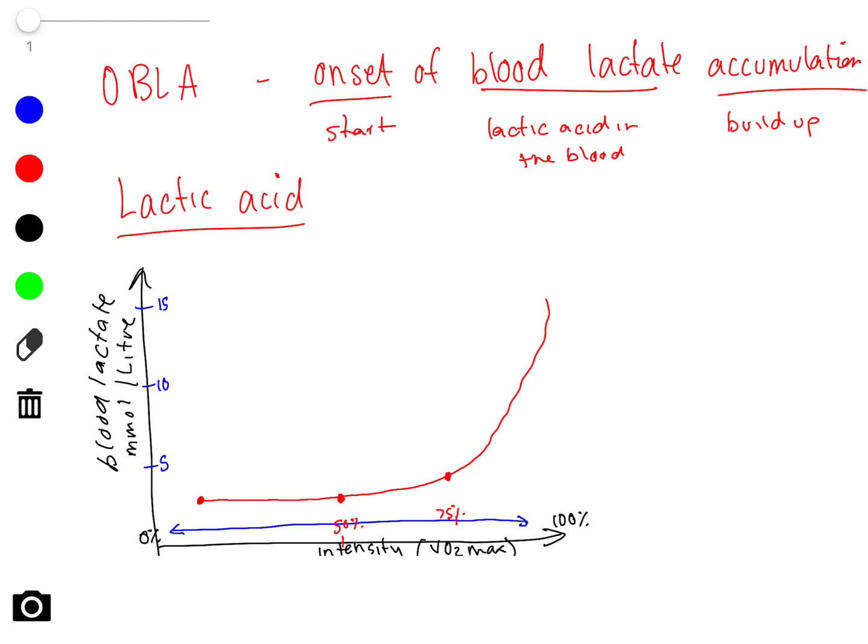So if we're at 75% here on this graph, map that across, and you can see that that is about 4 millimoles per litre of lactic acid or blood lactate. This here, when we reach the 4, is what we call OBLA.